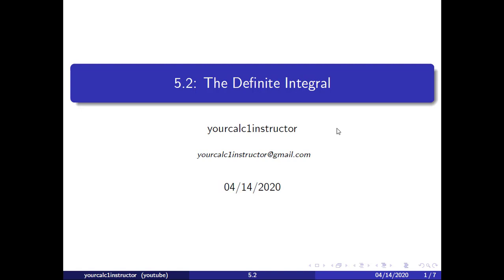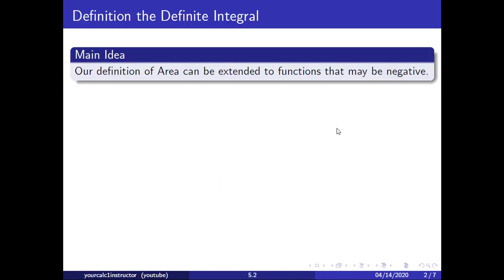I'm your Calc 1 instructor, and today we will be looking at definite integrals. Over the past couple of days, we have begun looking at the problem of area, specifically the area under a curve. We looked at how to approximate such areas by adding up a bunch of rectangles, what we refer to as a Riemann sum, and we define the area under a curve as the limit of these Riemann sums, as the width of the rectangles goes to 0, and the number of rectangles we are adding together goes to infinity. Now, the main idea of the definite integral is just that the definition of area can be extended. Namely, it can be extended to functions that may be negative.